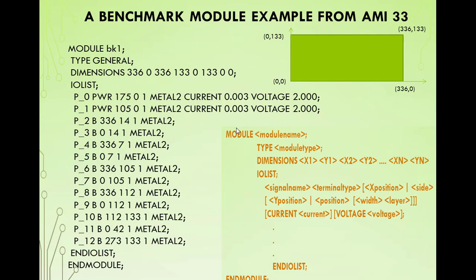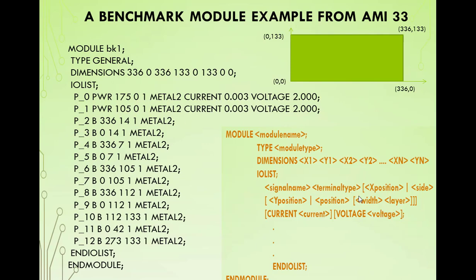Next we define the location of this terminal, and it is 175 0. Since the y direction is 0, it should lie somewhere here. That means P underscore 0 should lie somewhere here. And what is the layer?